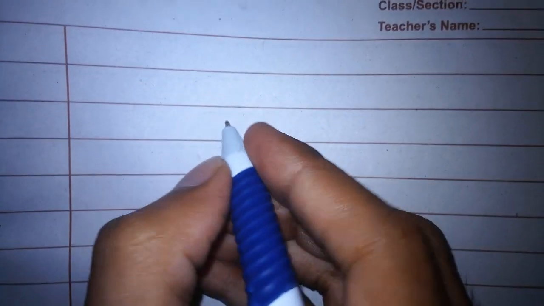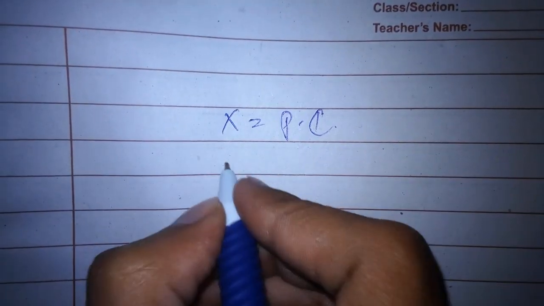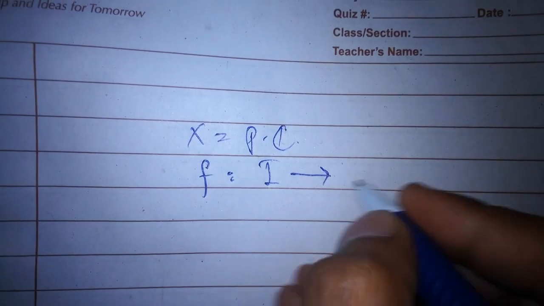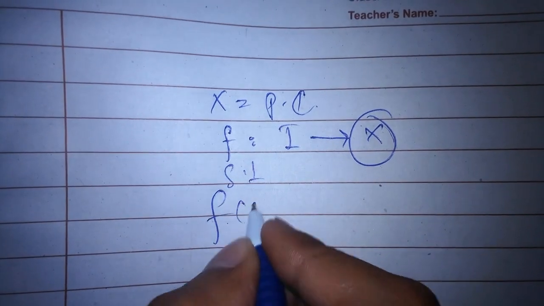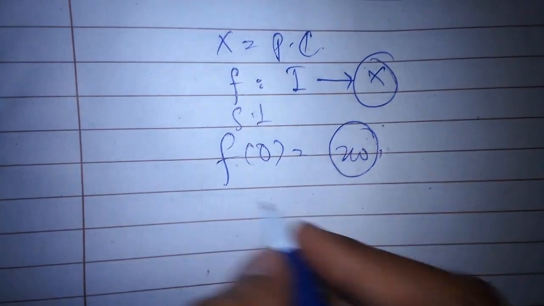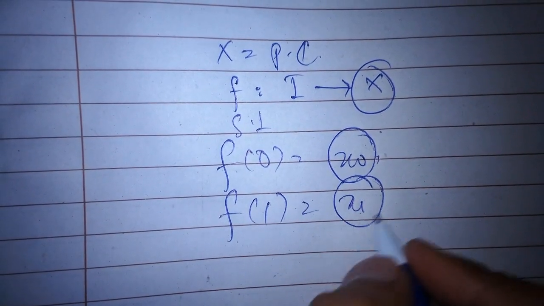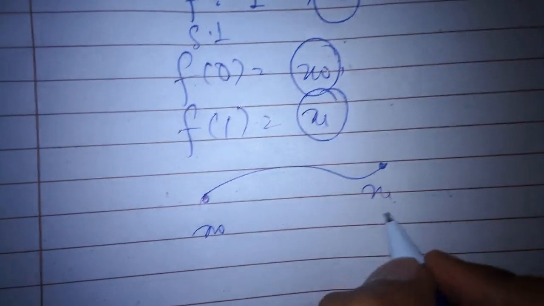So what is a path connected topological space? Let's say X is a path connected topological space. So there exists a continuous function from the closed unit interval to the topological space, such that f of 0 is equal to x naught, where x naught is the initial point of this path, and f of 1 is equal to x1, where x1 is the final, terminal point of the path. So x naught here, x1 here.